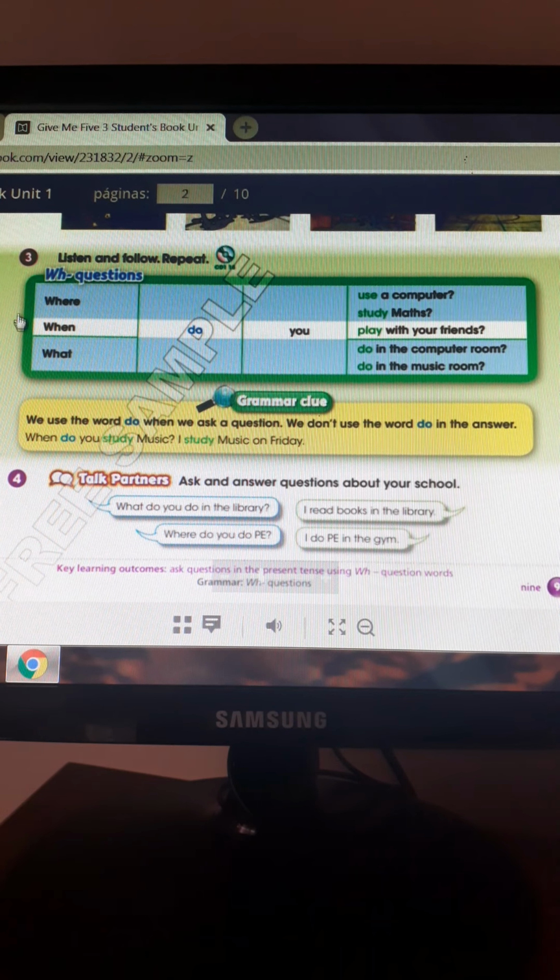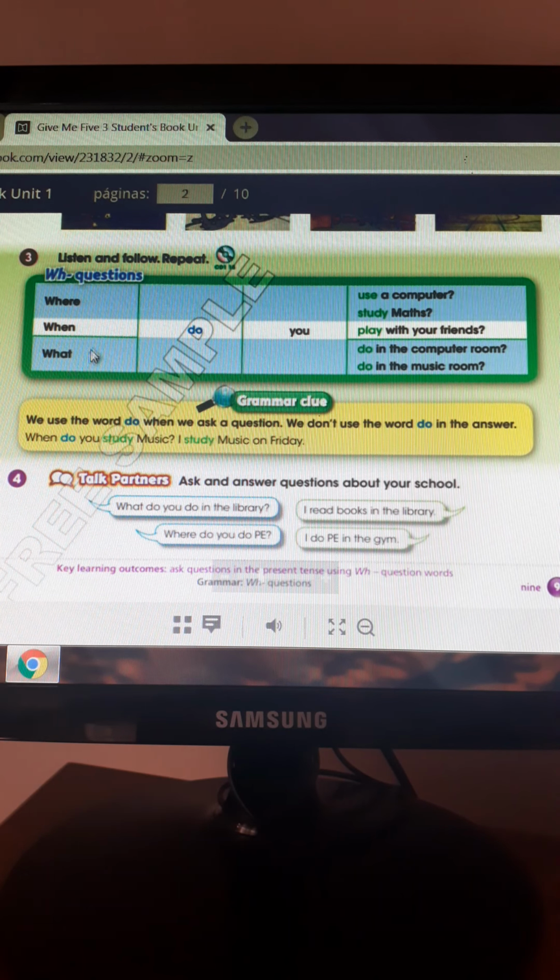Well, today we begin with interrogative words, palabras interrogativas, okay? You remember the form from the questions, okay? Interrogative word, auxiliar, person, verb, and the rest of the question. Well, we begin with the interrogative words, with the meaning. Vamos a comenzar con los significados de estas palabras interrogativas porque puede ser que no te acuerdes.